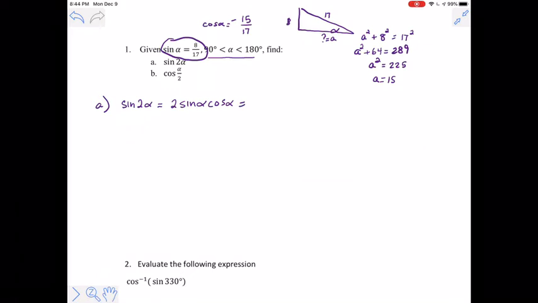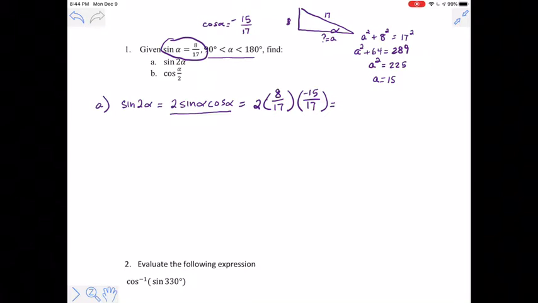So now that we have that information, we can replace in this expression sine alpha with 8/17, and cosine alpha with negative 15/17. And I'm fine if you want to turn this into a decimal or leave it as a fraction. It's up to you. So 2 times 8 times 15 is negative 240. And then we already did 17 times 17, that's 289. So as a decimal, that's negative 0.83.